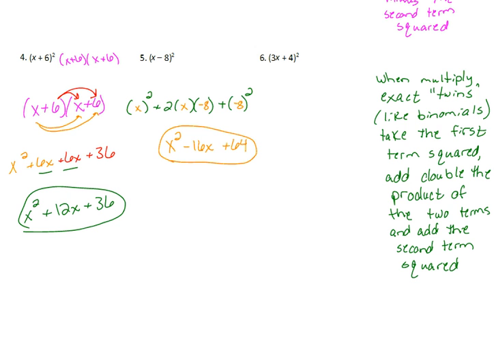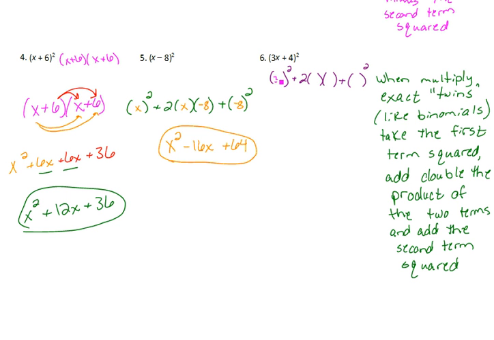Okay, let's do one more. Again, I see that these are like binomials, so I'm going to square the first. I'm going to double the product of the two terms together, and then I'm going to square the last. And I'm going to see what we get.